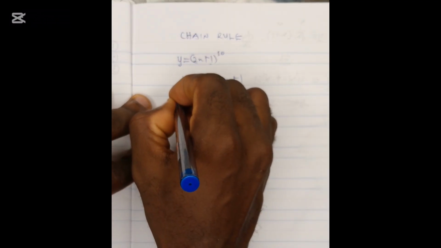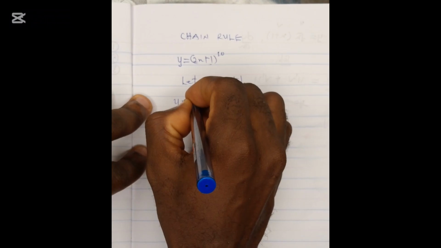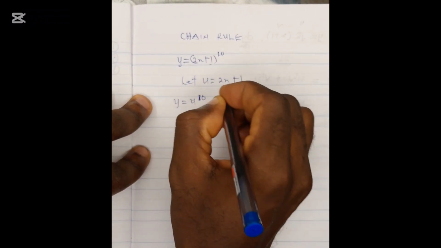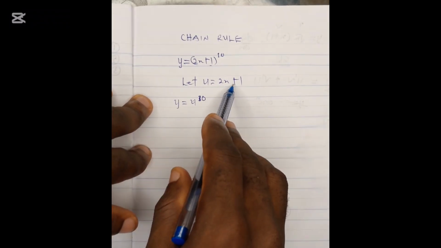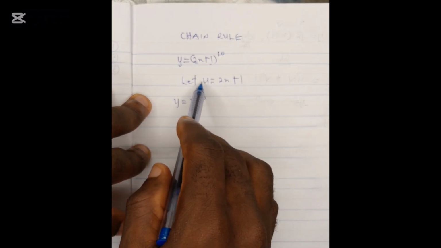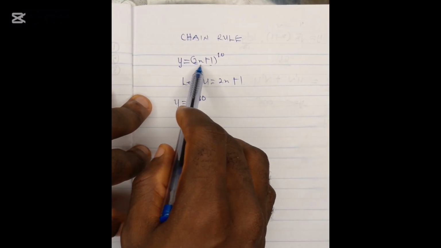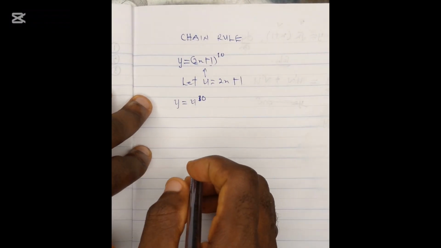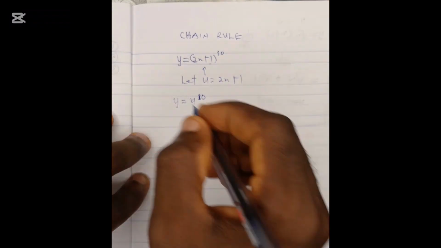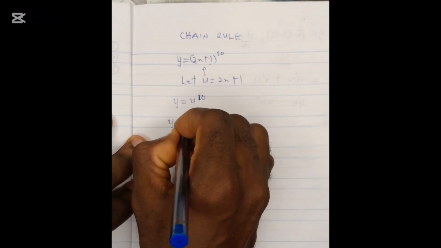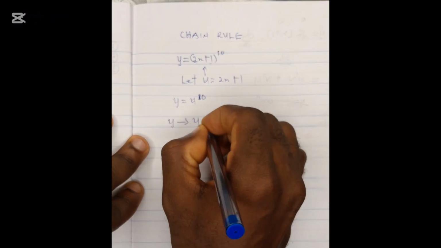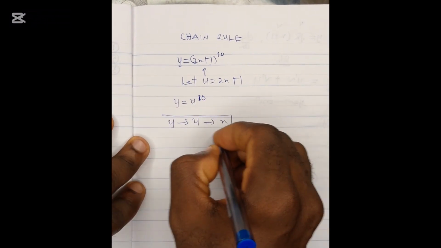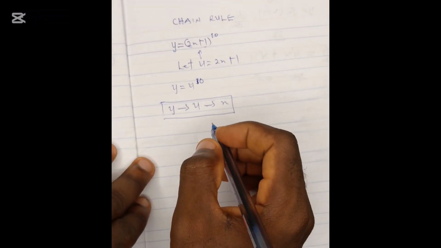and therefore y is going to be u raised to the power 10, because now 2x plus 1 is equal to u. So it means in place of 2x plus 1, we can just put u there. Now if this situation happens, it means y is dependent on the function u, and u is also dependent on the function x. This forms a chain, and this brings us to the chain rule.